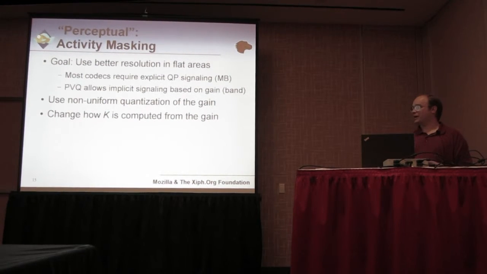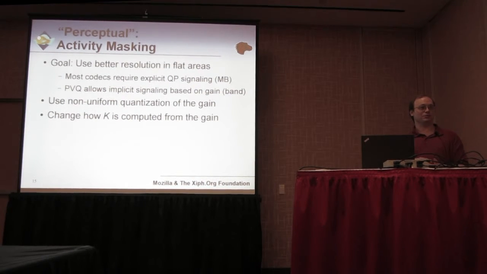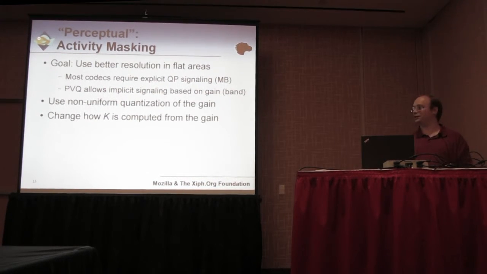So, given that, we can now talk about how we do activity masking. The idea of activity masking is that we want to have better quantization resolution in flat areas. Most codecs require this to be explicitly signaled, so they'll modify the quantizer on a macroblock by macroblock basis and say, in these flat areas use a finer quantizer, in these active areas use a coarser quantizer. But because we know what the gain is, we can do this implicitly, because that's exactly the piece of information we need to decide what quantizer to use, and we can do it on a band-by-band basis.